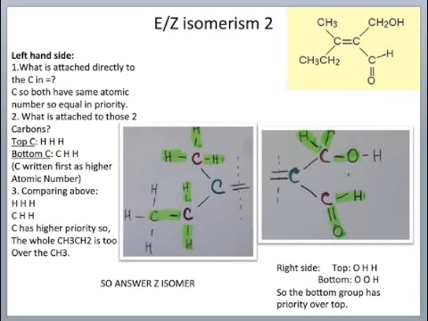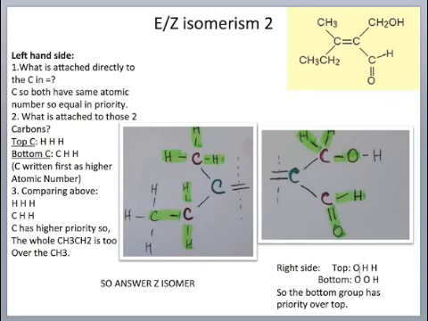So let's look on the right hand side at these groups here. So again, we first look at what is directly attached to the carbon in the double bond, and again we have 2 C's, which are again equal in priority. So then we look further to see what is attached to these 2 carbons now. So at the top we have hydrogen, hydrogen and oxygen.